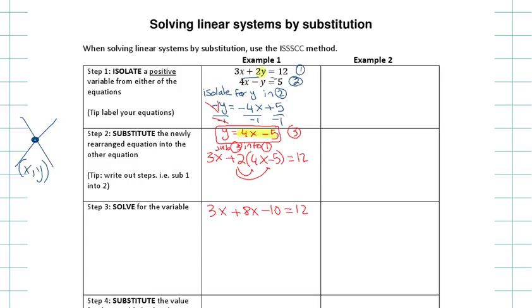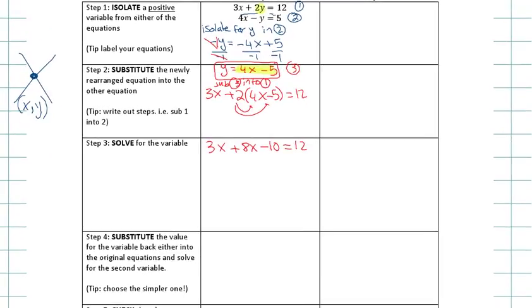What are my like terms? 3x and 8x. They are like terms because they both have x in them, so you can add. What can I do with that negative 10? You can take it to the other side. Bring it over, and it will become positive.